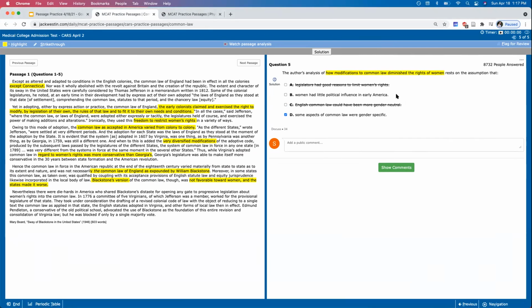So are you confused why it's not B? I know D is correct because D is directly mentioned: how they could be more friendly, more favorable to the woman. And at the end of paragraph 2, they say this used to restrict women's rights. But if it's talking about the assumption, then this should not be directly made in the passage, and therefore I also think B will be correct. Well, if you're making the assumption women had little political influence in early America, and they already had little political influence, why are you diminishing more rights? That doesn't make sense.